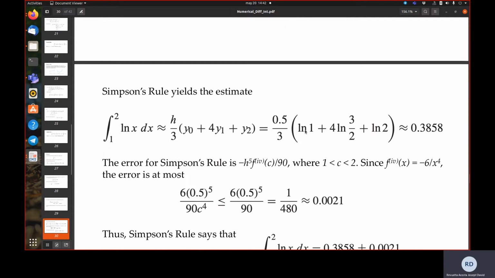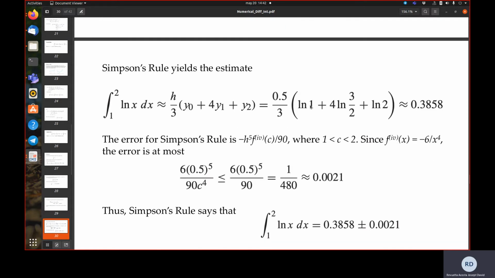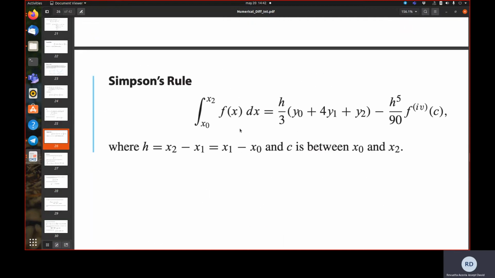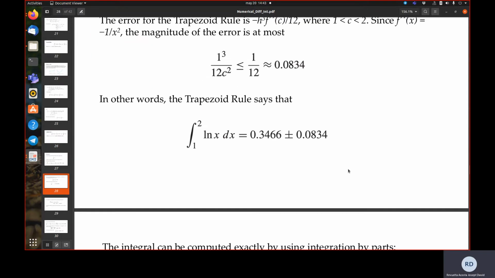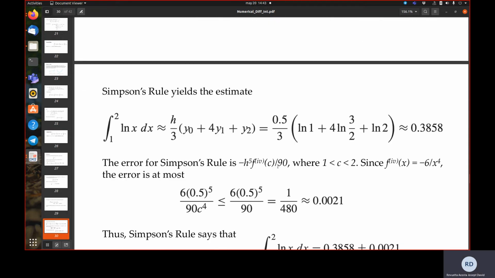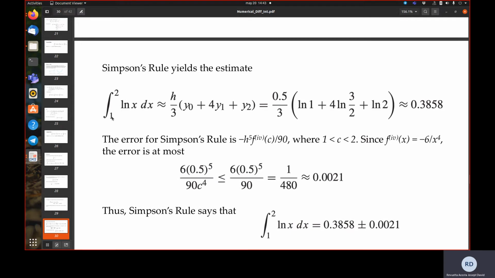And now let's move to the Simpsons rule and see what we get. First of all, we have to remember that the Simpsons rule is equal to this: h divided by 3 times y0 plus 4y1 plus y2, and then this is the error term. Pay attention that we need the fourth derivative here. So if we move to the Simpsons rule, we have the integral from 1 to 2.